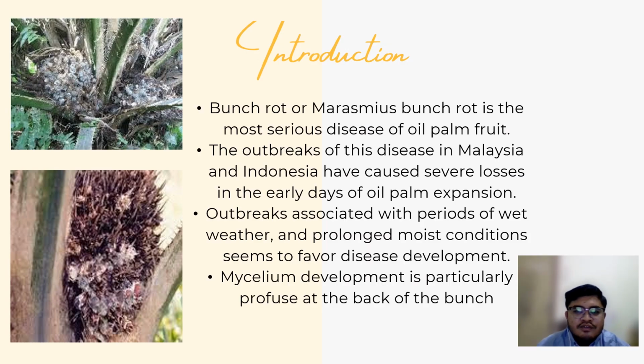Bunch rot or Marasmius bunch rot is the most serious disease of oil palm fruit. The outbreak of this disease in Malaysia and Indonesia caused several losses in the early days of oil palm expansion, and it is potentially of economic importance in all countries. Since the pathogen has been recorded in all oil palm growing countries, the most frequent outbreaks occur in palms 3 to 9 years old, but can be severe in palms recently brought into bearing in the absence of adequate pollination. Outbreaks are associated with periods of wet weather, and prolonged moist conditions seem to favor disease development.